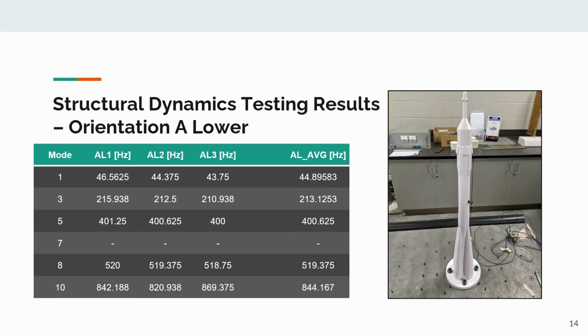For this test, the sensor was placed near the base of the rocket and once again aligned with the lower pylons. The average frequencies found from 3 modal hammer tests are as follows: Mode 1, 44.9, Mode 3, 213.1, Mode 5, 400.6, for Mode 8, 519.4, and for Mode 10, 844.2.